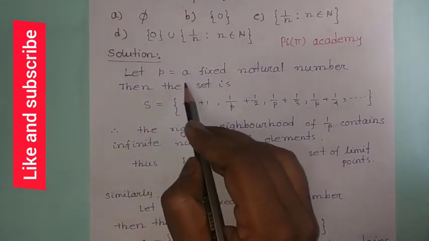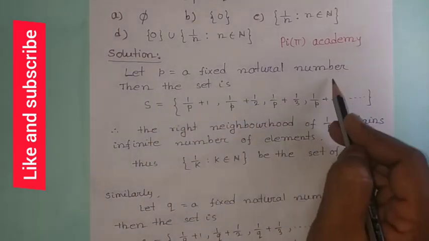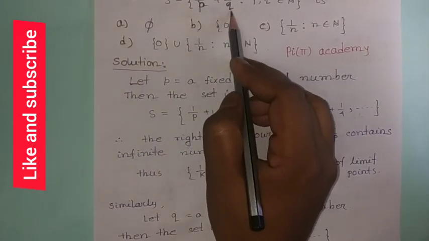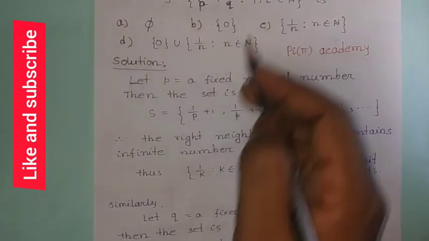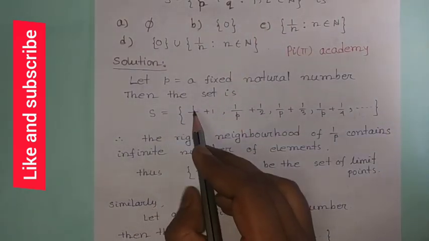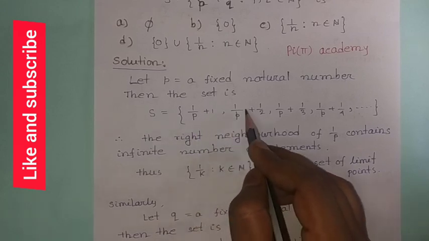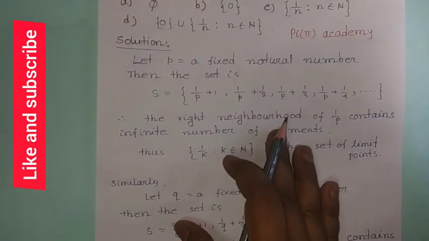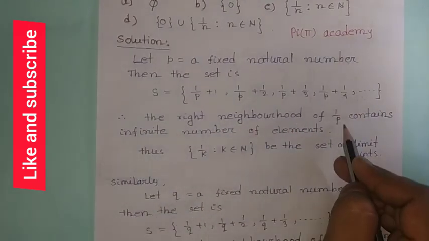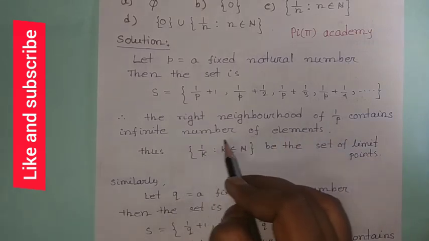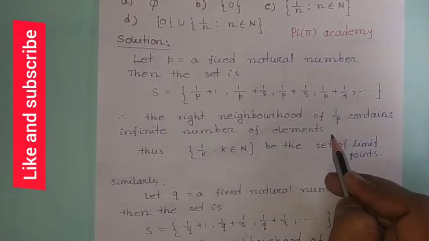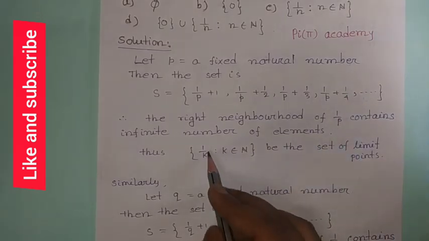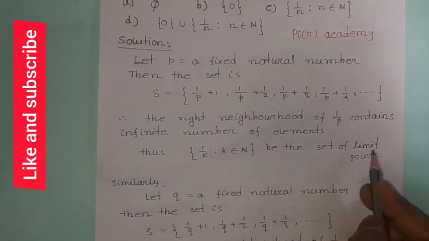Solution. Let P equal a fixed natural number. Then, since P is fixed, Q varies over 1, 2, 3, and so on. We get S equal to 1 by P plus 1, 1 by P plus half, 1 by P plus 1/3 and so on. Therefore, the right neighborhood of 1 by P contains an infinite number of elements. Therefore, 1 by P is a limit point. Thus, 1 by K such that K belongs to N is in the set of limit points.